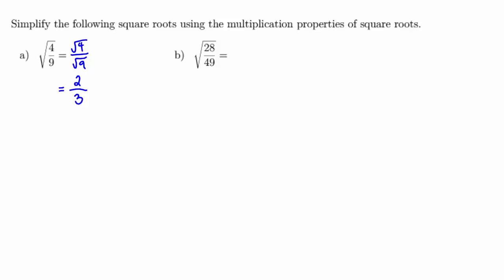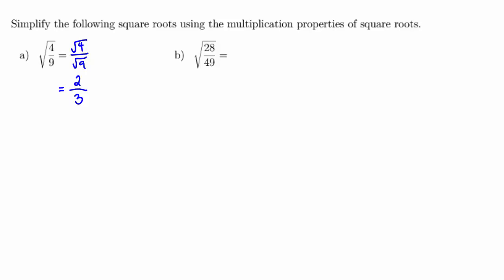The second example will be a little bit less straightforward. If we look at this one, we have the square root of the fraction 28 over 49. And in our last example, both the numerator and denominator were perfect squares. Here, our denominator is still a perfect square, but our numerator is not. So we'll have to do a little bit more work with this one.